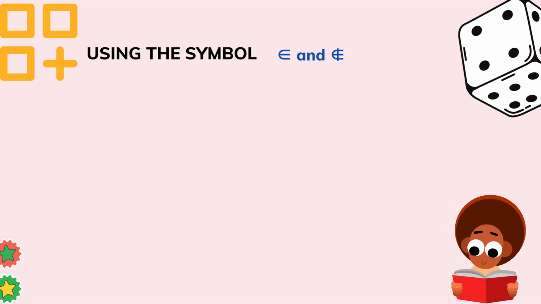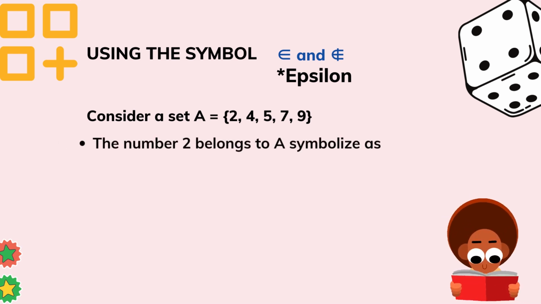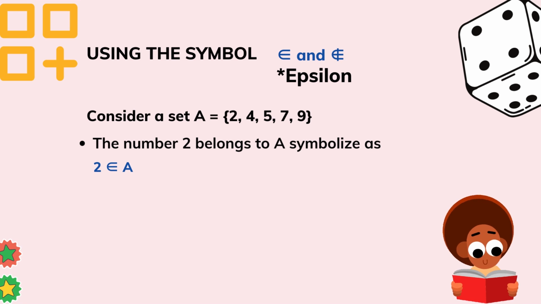Now, to know how to use the symbol, the Greek letter epsilon, consider the set A, which has the elements 2, 4, 5, 7 and 9. The number 2 belongs to set A could be symbolized or written down as 2 being the element with the Greek letter epsilon, and then set A. This is read as element 2 belongs or is an element of set A.